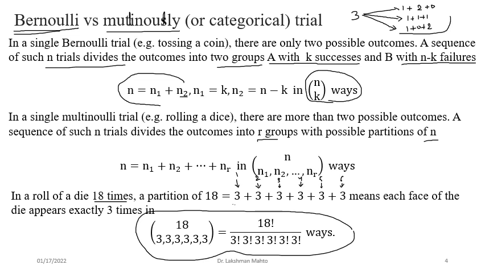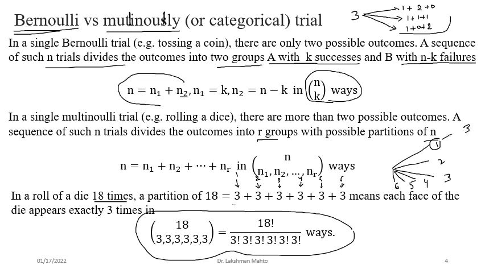Why? What we did, we had n number of experiments, and if you talk about a single experiment, what are the possibilities in a single experiment? There are 6 possibilities. Either you will get 1, or 2, or 3, or 4, or 5, or 6. But if you perform this single experiment 18 times, then you are talking about a partition of 18. In such a way, how many times is 1 coming?